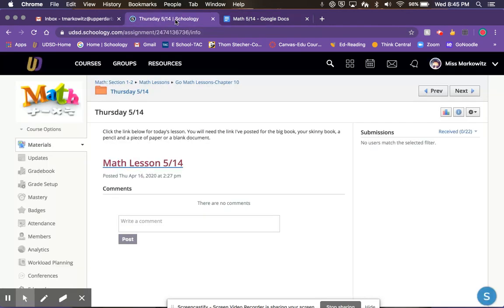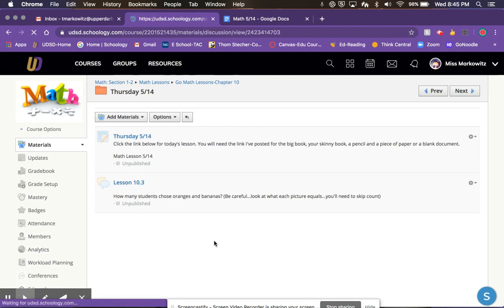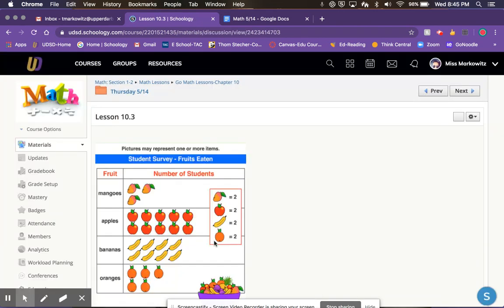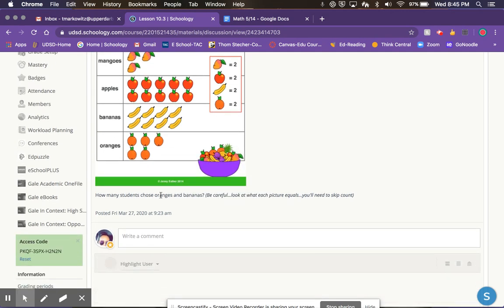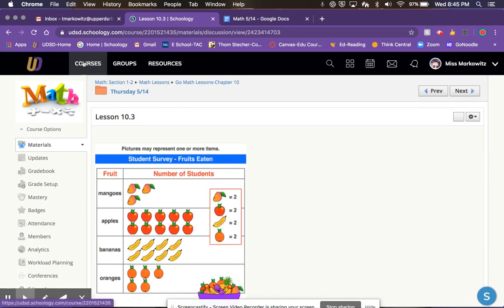All right, then you're going to go back into our lesson for today. Go to our discussion. All right, student survey, fruits eaten. However, be careful. Each of these fruits counts by 2. Okay, so mangoes are not 3. Each of them is 2, so you would count 2, 4, 6. All right, be careful. You are going to answer down here, how many students chose oranges and bananas? Okay, be careful. Look at what each picture equals. You'll need to skip count. All right, and that's all you have for today.